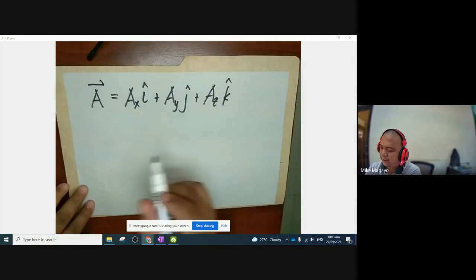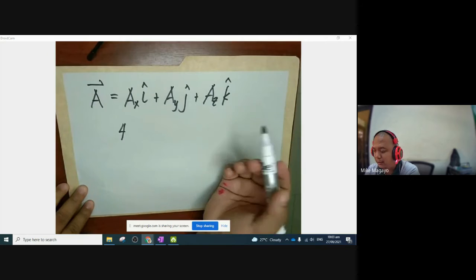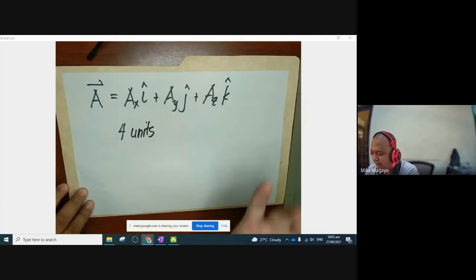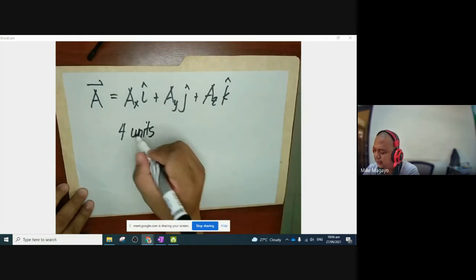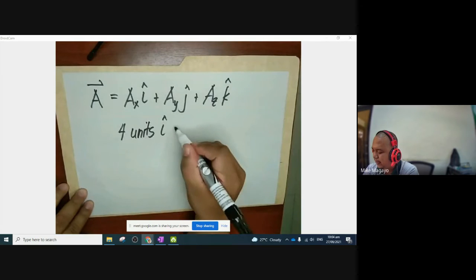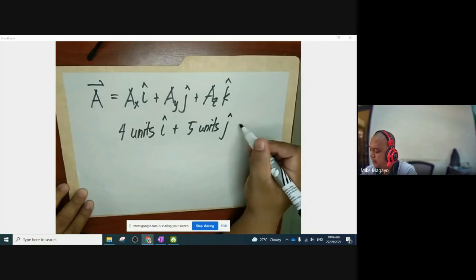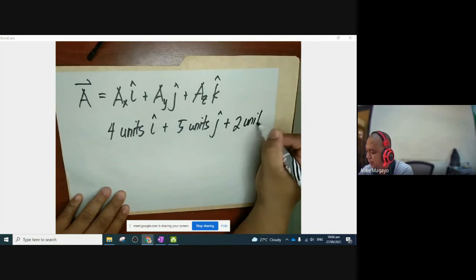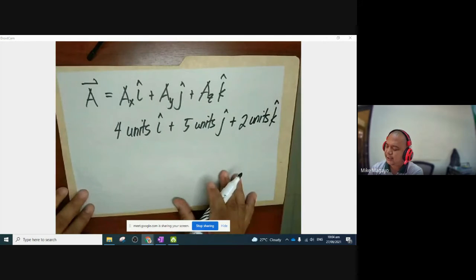So for example, you have a vector A, whatever the units are. The units might be for force, for displacement, or for velocity. I'll just use units for whatever unit of measurement we're going to use. Then it's 4 units i hat plus, let's say, 5 units j hat plus 2 units k hat. Let's just use small numbers so that the calculation would not be difficult.